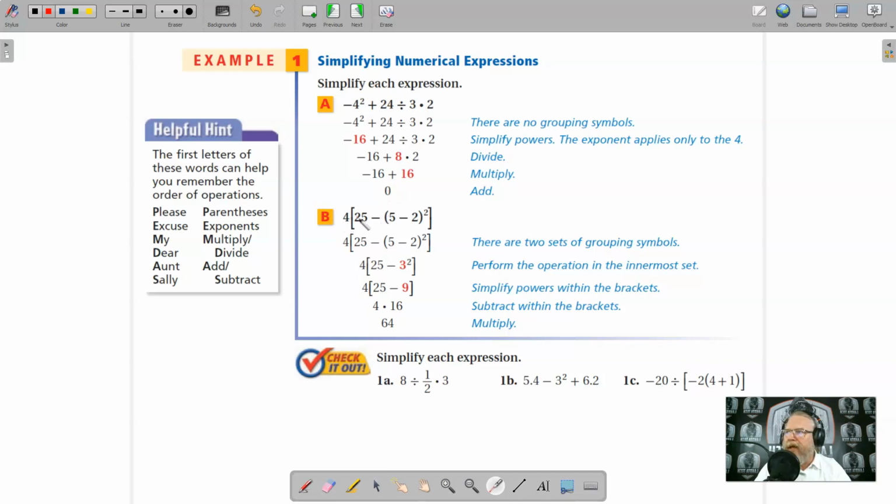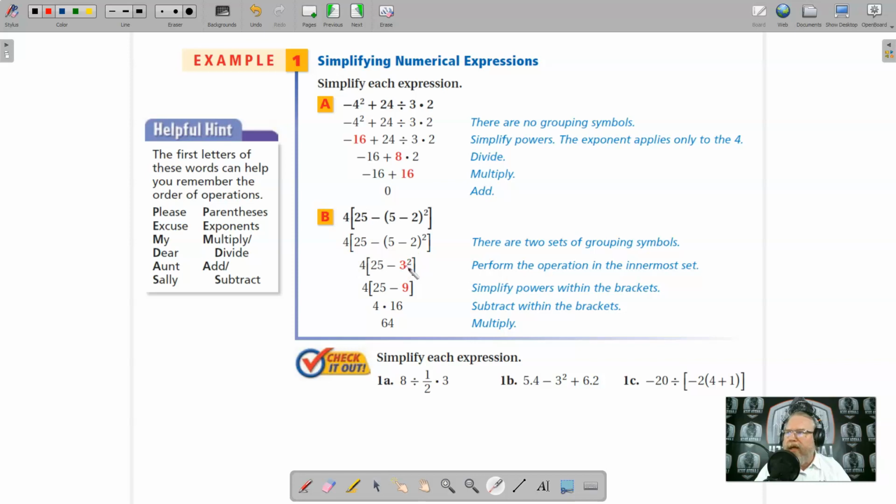On example B, we do notice that we have some brackets here, and we also have some parentheses as well. So there are two sets of grouping symbols. So let's go ahead and rewrite the expression. Now let's work from the inside out. Before we can do the brackets here, we have to do the parentheses. And 5 minus 2 is indeed 3. Bring down everything else: the 4 that's outside the brackets, the 25 minus, and also the exponent.